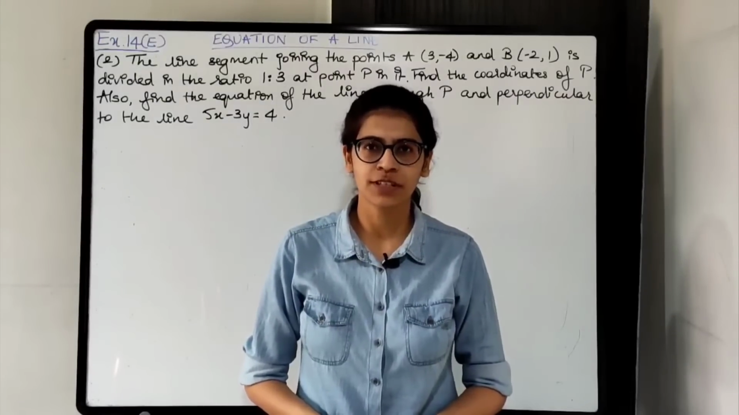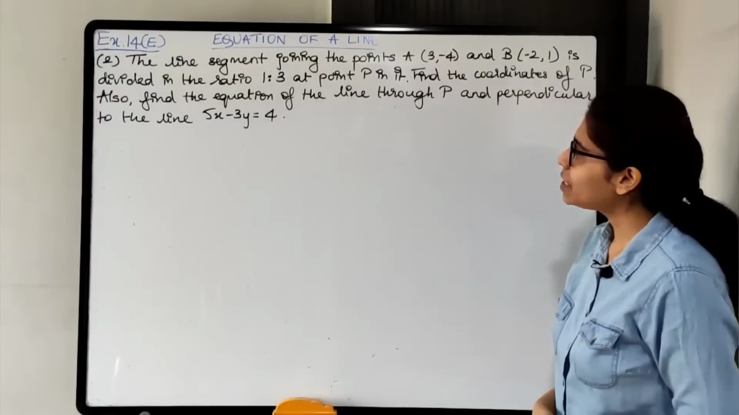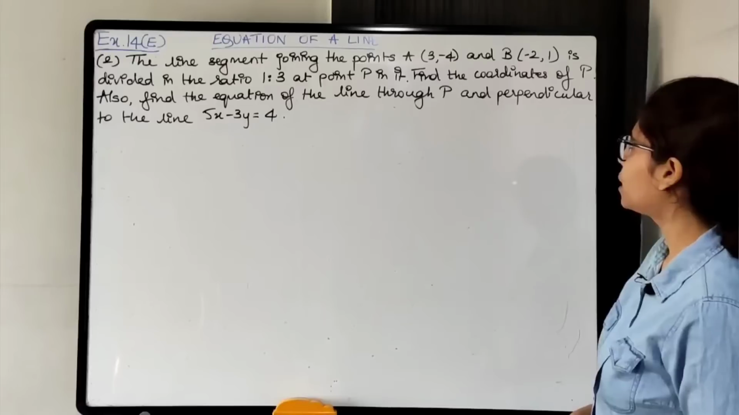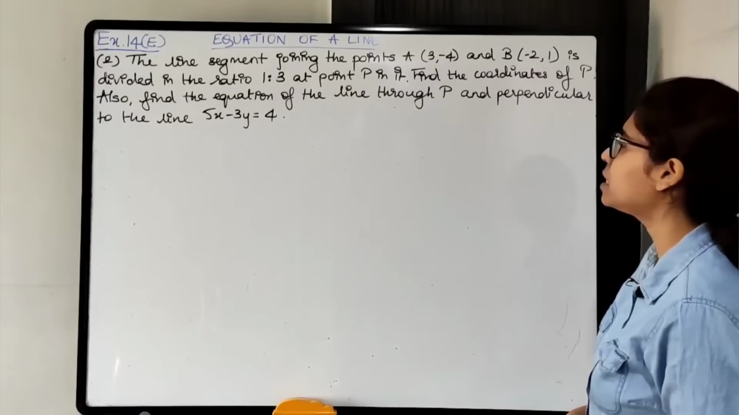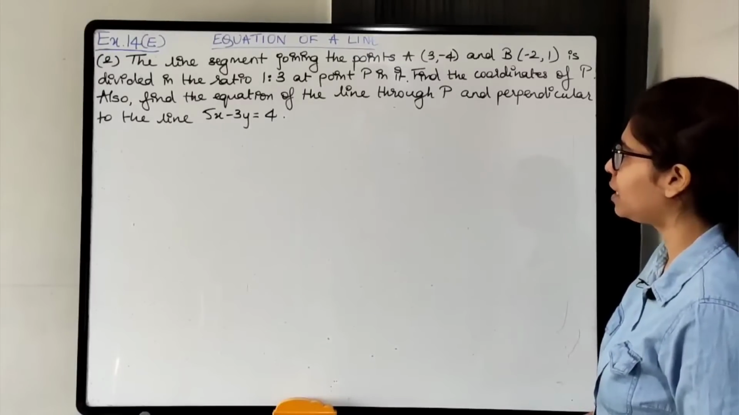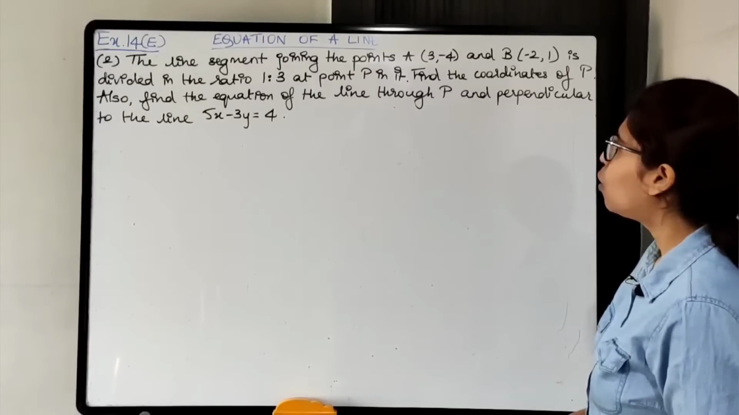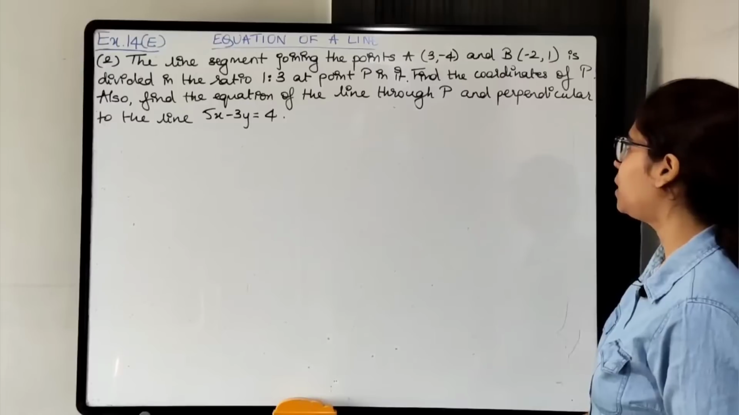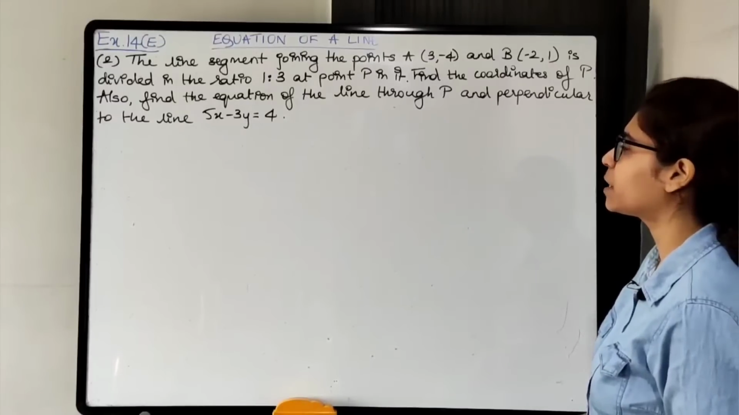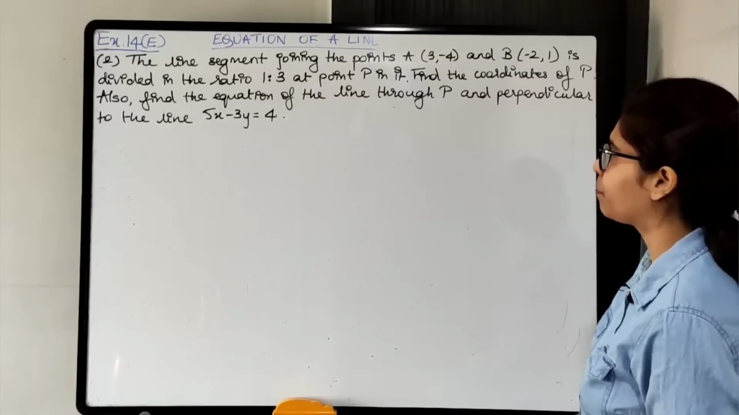Next question, question number 2. The line segment joining the points A(3, minus 4) and B(minus 2, 1) is divided in the ratio 1:3 at point P in it. Find the coordinates of P. Also find the equation of the line through P and perpendicular to the line 5x minus 3y equals to 4.